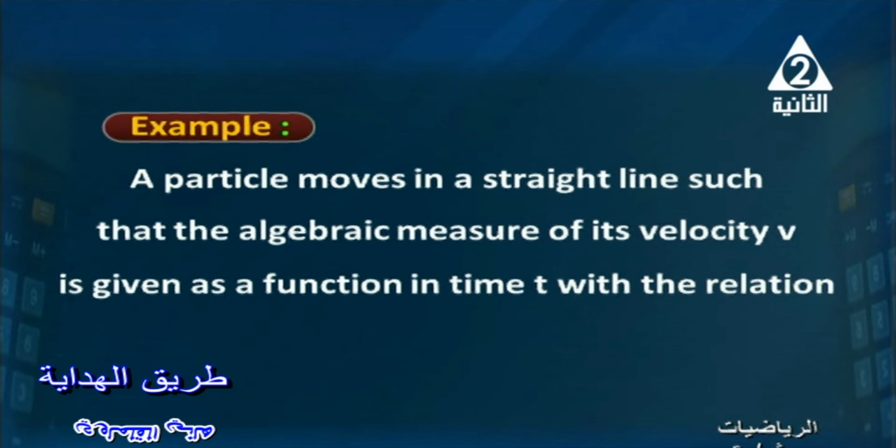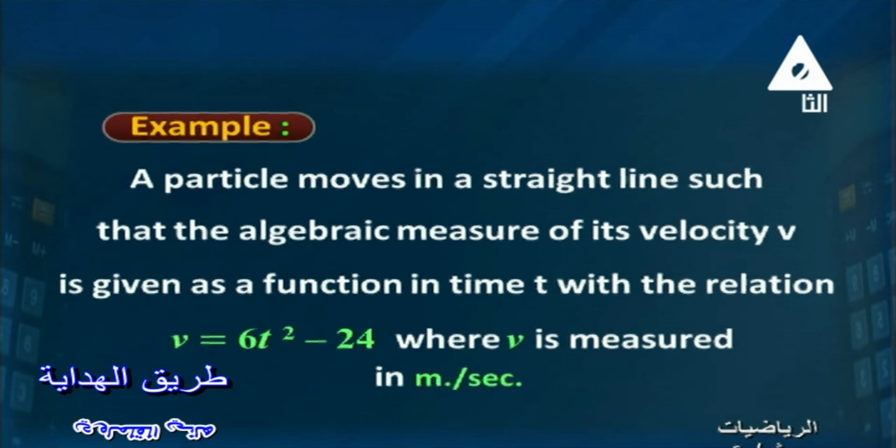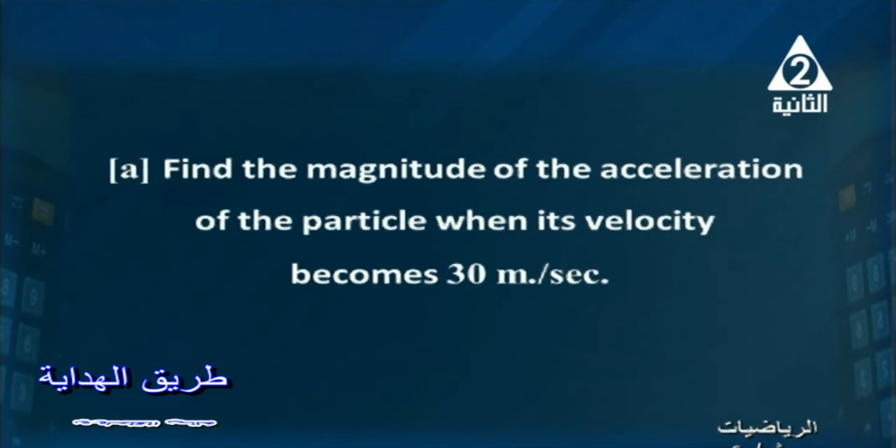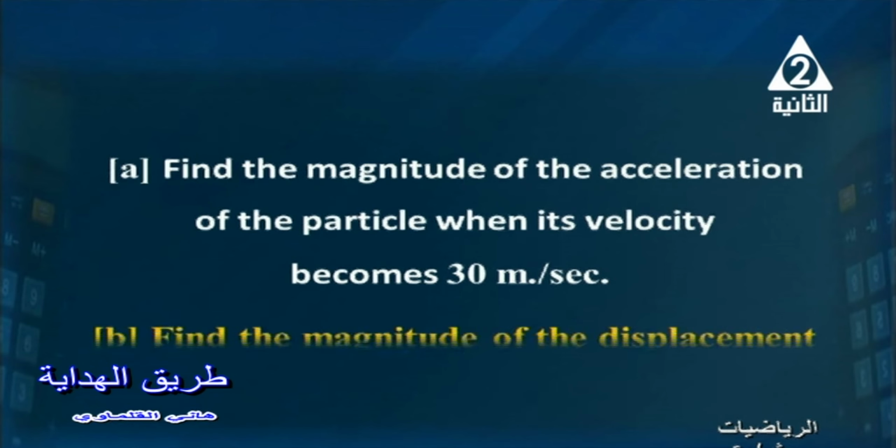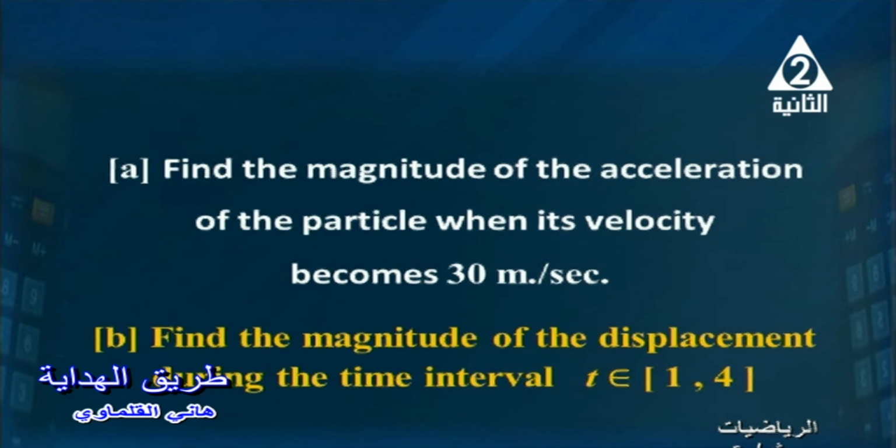Example: a particle moves in a straight line such that the algebraic measure of its velocity v is given as a function in time t with the relation v equals 6t squared minus 24, where the velocity v is measured in meters per second. The first required: find the magnitude of the acceleration of the particle when its velocity becomes 30 meters per second. The second required: find the magnitude of the displacement during the time interval t belongs to the interval [1, 4].